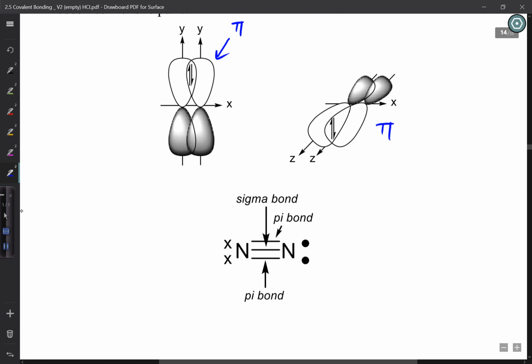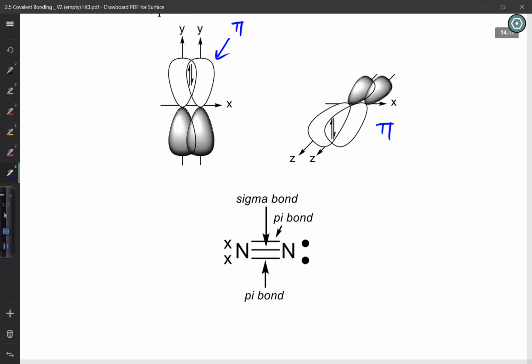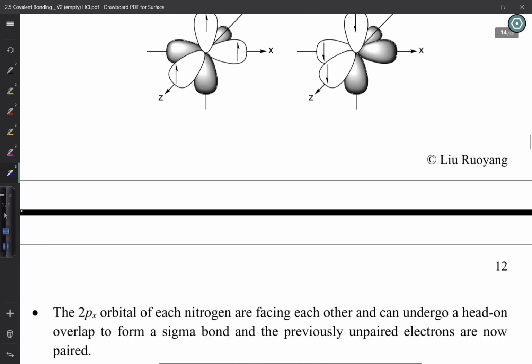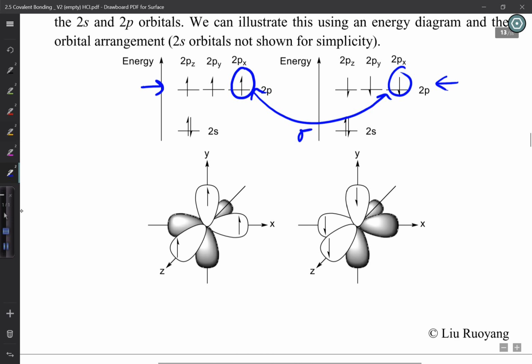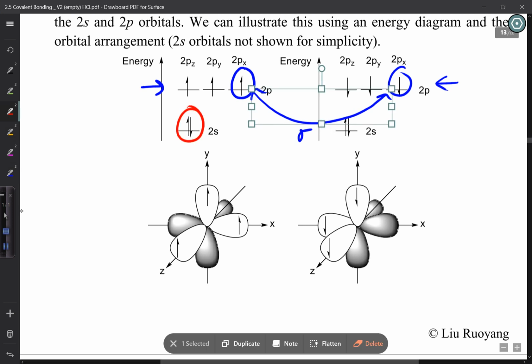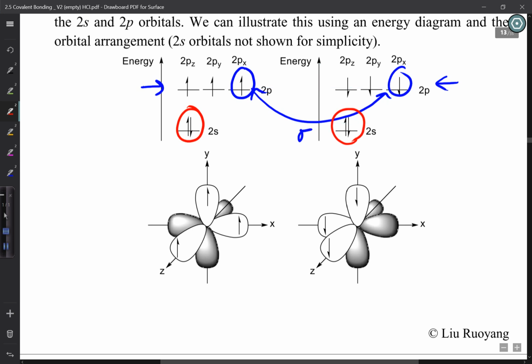This means that these 2 pi bonds will be more easily broken than the sigma bond, because once again pi bond is weaker than sigma bond. And then remember that 2s orbital which you didn't mention just now. This 2s orbital. So what does it become? What does the 2s orbital become?